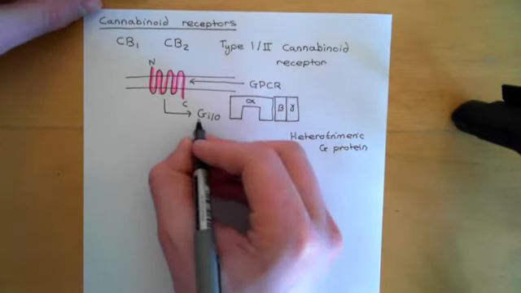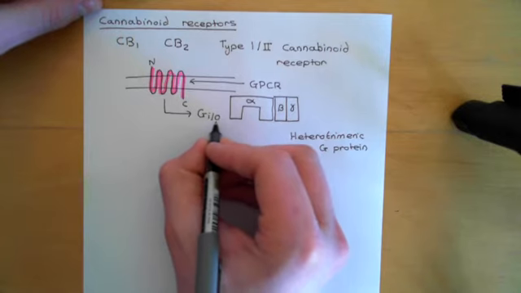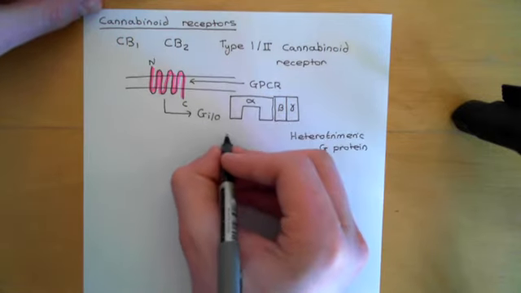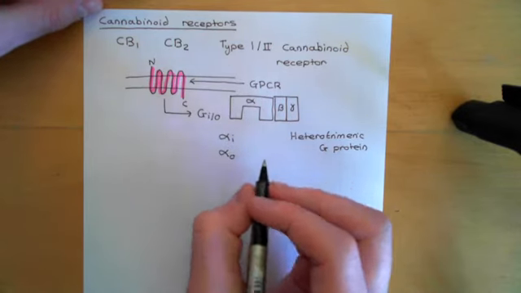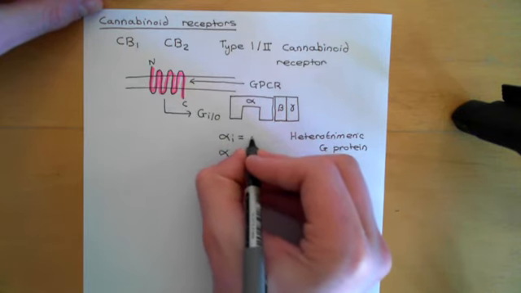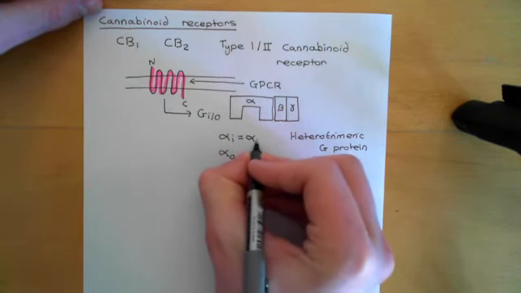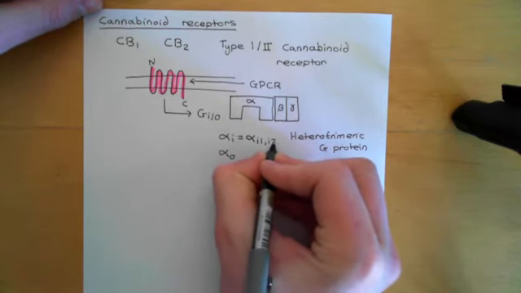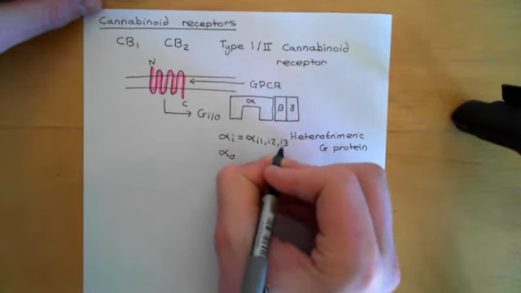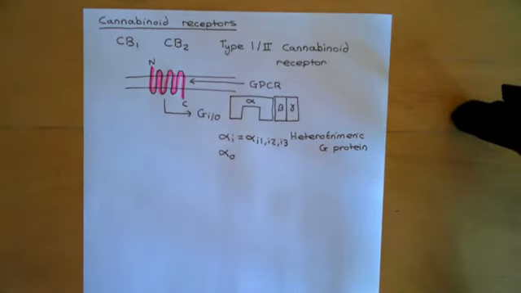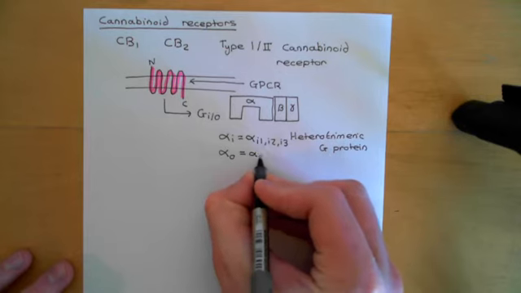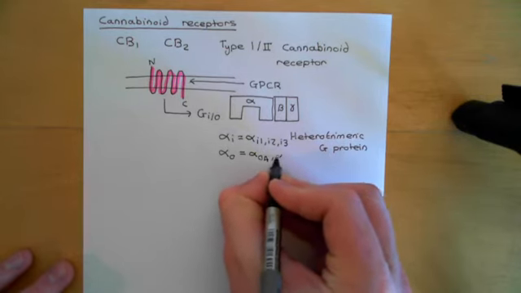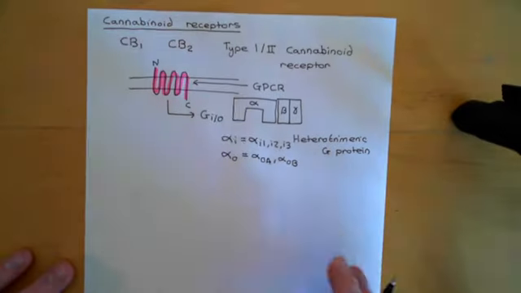Now when I say Gi/o, I mean heterotrimeric G proteins where the alpha subunit is either an alpha i subunit or an alpha o subunit. There are 3 different alpha i subunits that are all coded for by different genes: alpha i1, alpha i2, alpha i3. Those 3 different alpha subunits are all coded for by different genes. Alpha o, there is only 1 gene for alpha o. However, there are 2 splice variants: alpha oA, which is 1 splice variant, and alpha oB, which is another splice variant.